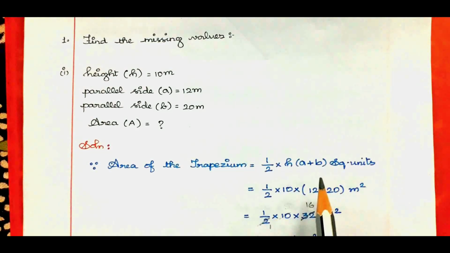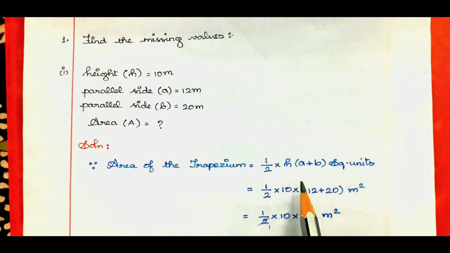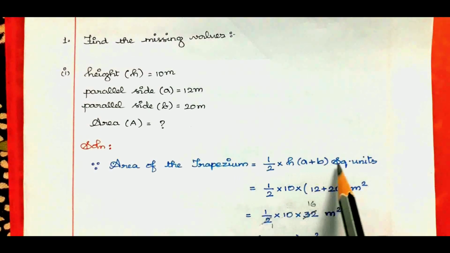So in this exercise you should be very clear about the formula for the area of a trapezium. If you are clear with the formula, you just have to substitute the respective values in the respective places. That's it. If you do that, you can solve the problem and get the correct answer. Clear? So now the area of the trapezium is equal to half into h into a plus b square units.